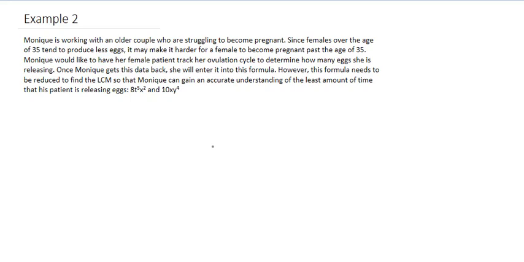Example 2. Monique is working with an older couple who is struggling to become pregnant. Since females over the age of 35 tend to produce less eggs, it may make it harder for a female to become pregnant past the age of 35. Monique would like to have her female patient track her ovulation cycle to determine how many eggs she is releasing. Once Monique gets this data back, she will enter it into this formula. However, this formula needs to be reduced to find the least common multiple so that Monique can give an accurate understanding of the least amount of time that the patient is releasing of their eggs.